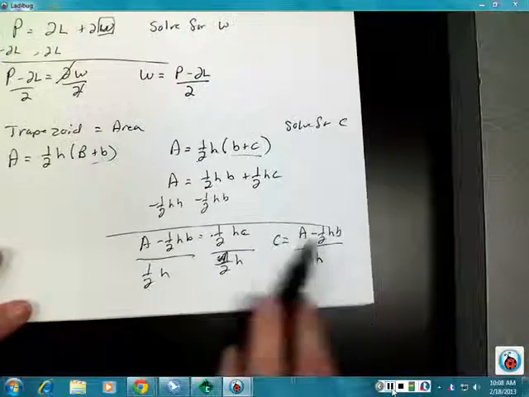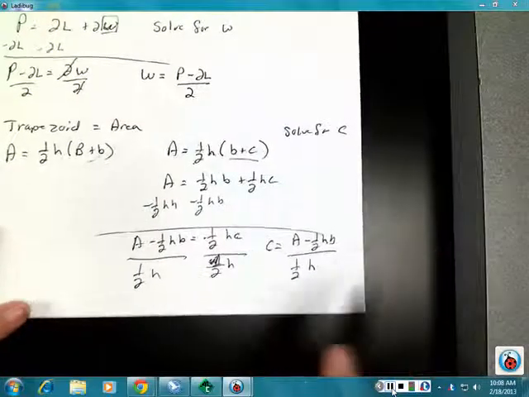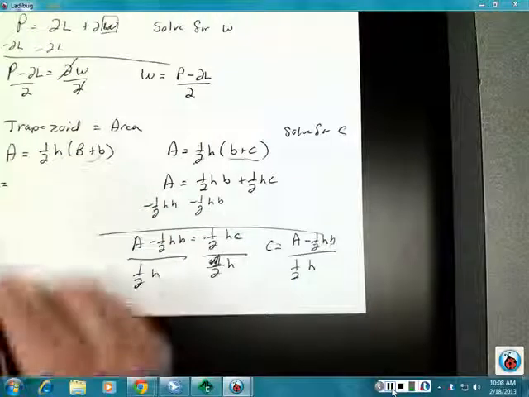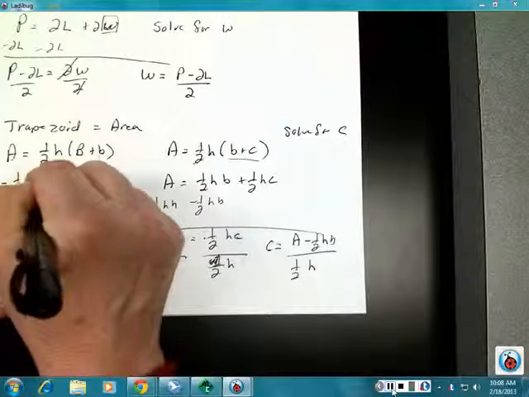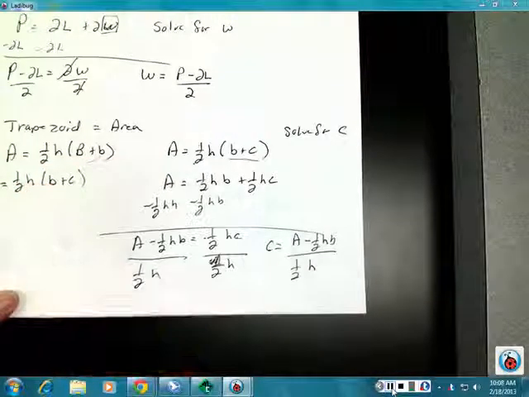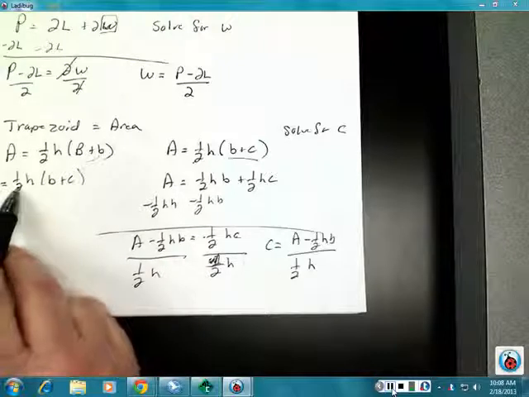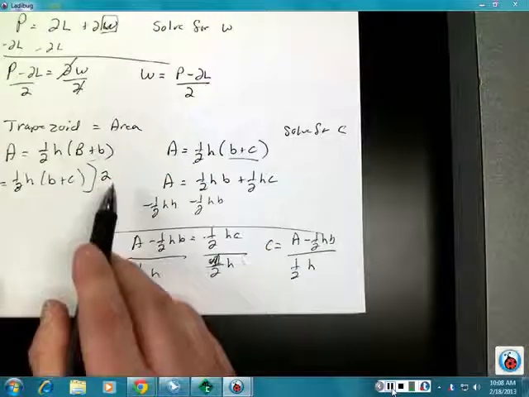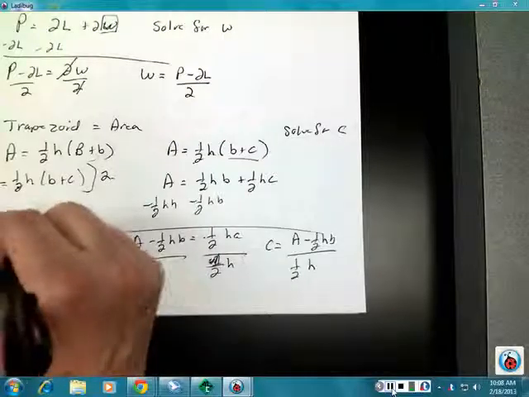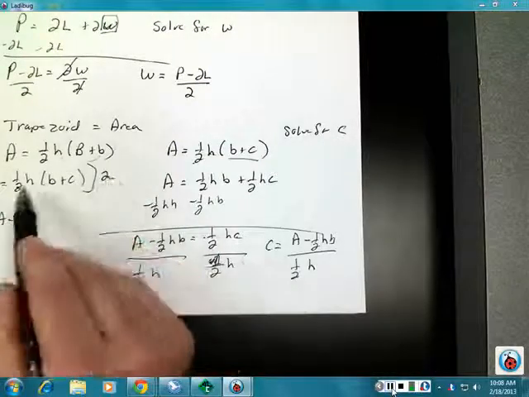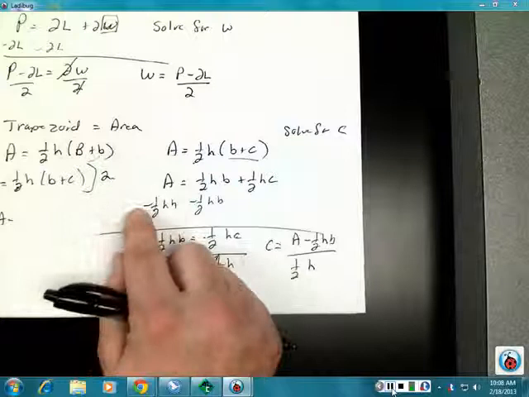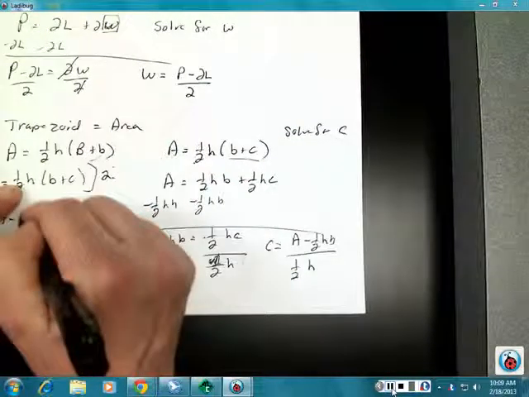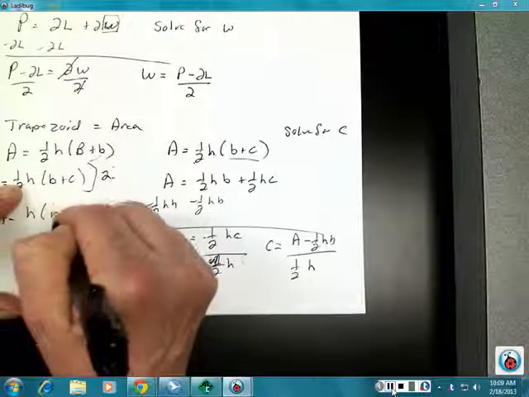Where we could do it this way, is that a right answer? Sure, that's perfectly correct. The other way, though, of doing this one is A equals 1/2 H times B plus C, is to get rid of the half first. And you do that by multiplying by 2. 2 times A is 2A. This 2 times this half, what happens to that? Goes away. They cancel. Okay? So that leaves me with H times B plus C.